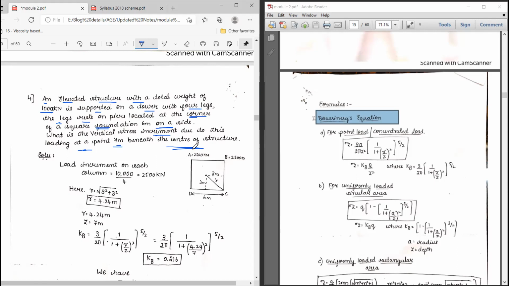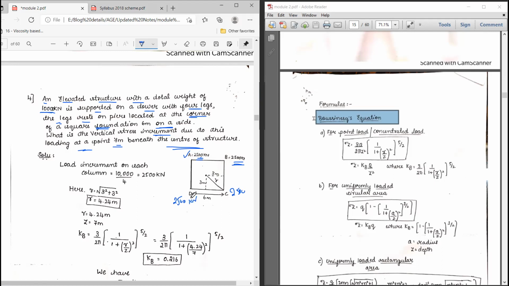Now the problem is there is an elevated structure. That structure is connected by 4 columns, and these 4 columns rest on a square foundation at the corners. Let us assume the total load is 10,000 kilonewton. Let us take that each corner will bear a load of 2,500 kilonewton. Corner A will take a load of 2,500 kilonewton. Corner B will take 2,500 kilonewton. Corner C, 2,500 kilonewton of load it will sustain. And at column D, it will sustain a load of 2,500 kilonewton.